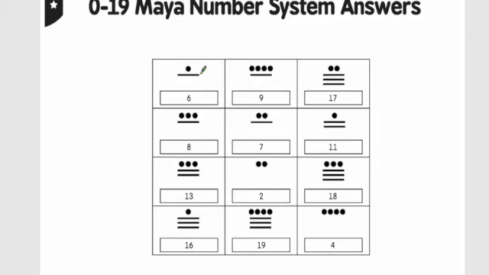Okay, so here we have the answers. You can see here, this line is 5 plus 1 is 6, a line, and then you've got plus 3 ones is 9 because that's 4, and those are the answers there.